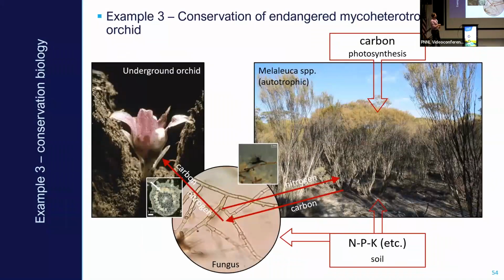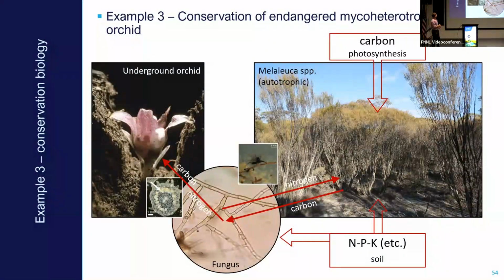So the third example is we're going to go from the Arctic down to the deserts in Australia, and this is a bit of a left field one, and one of the original uses of NanoSIMS in plant sciences. It's nearly 20 years ago now, which is insane. This is part of my PhD project, and this involved conservation biology, totally different. Usually you think agriculture in this.